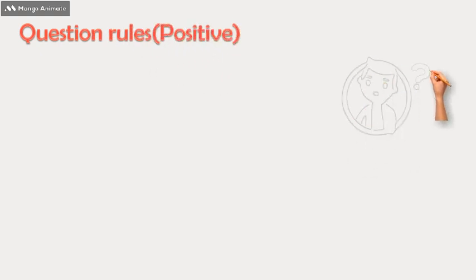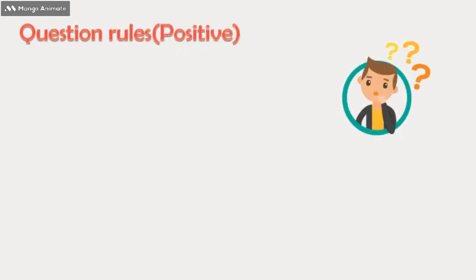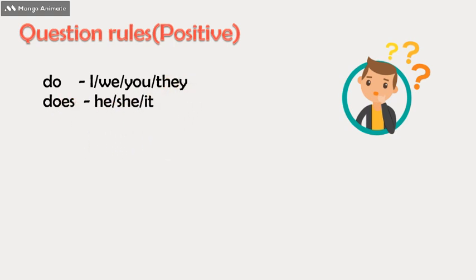Let's look at the rules for the positive questions. Here we have to use do for the pronouns I, we, you, they, and does for the pronouns he, she, it, plus verb infinitive form.